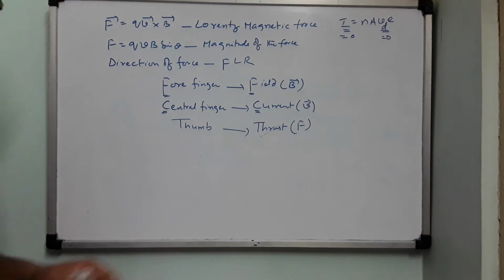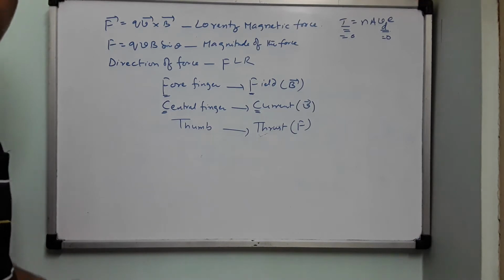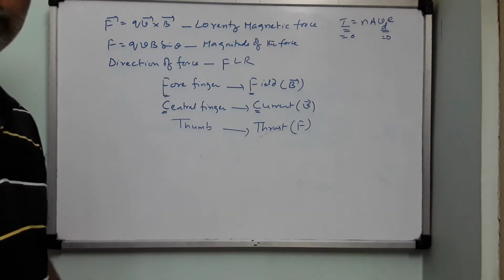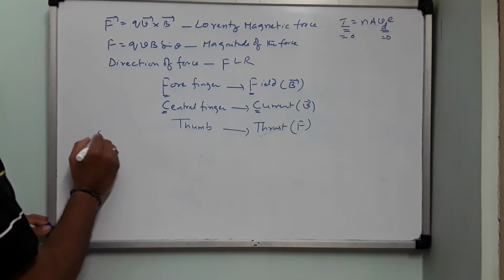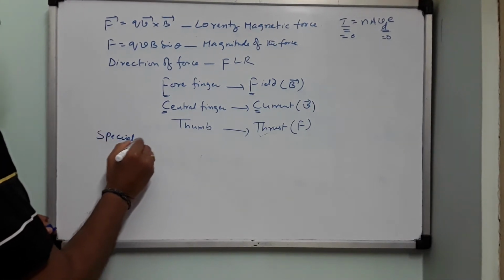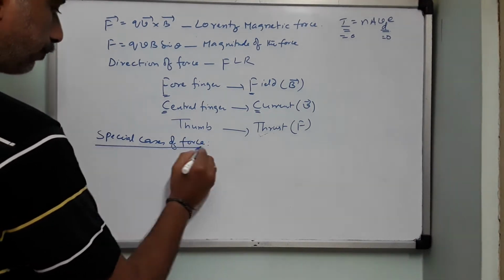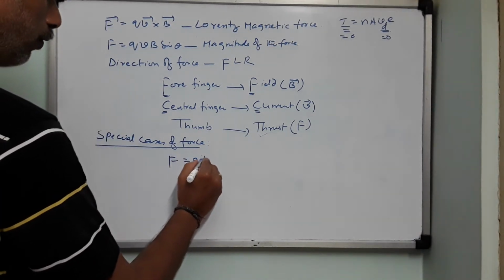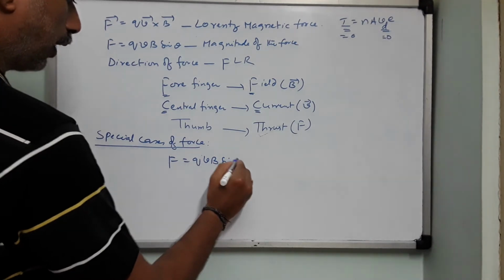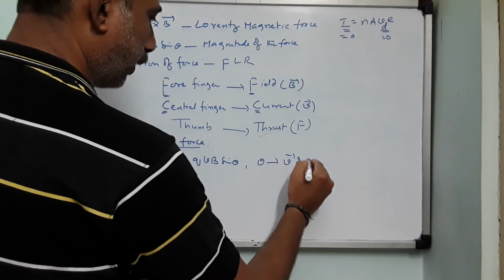Now as a special case of the magnitude F equals QVB sin theta, under which conditions will the charged particle experience the greatest force, and under what conditions will it experience a zero force or minimum force? So that we will mention as special cases of force on the charge. Take up this equation F equals Q into V into B into sin theta, where theta is the angle between velocity vector and field vector.